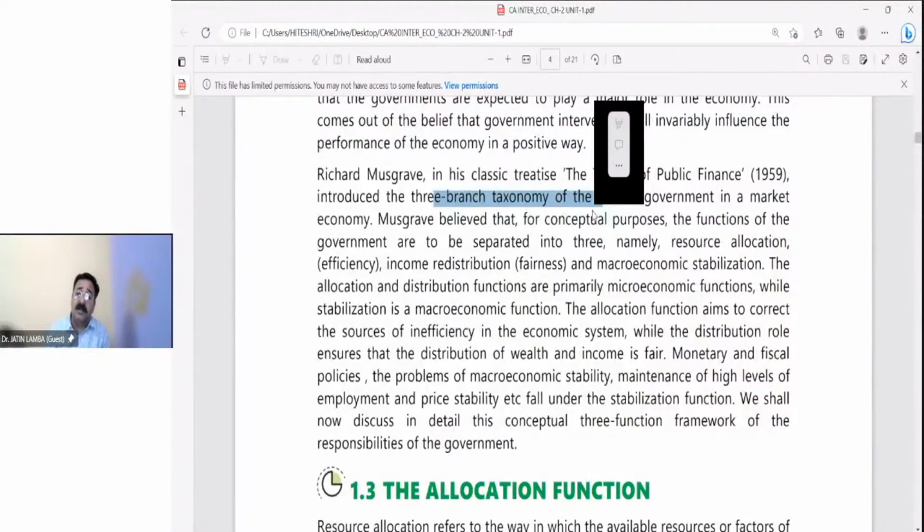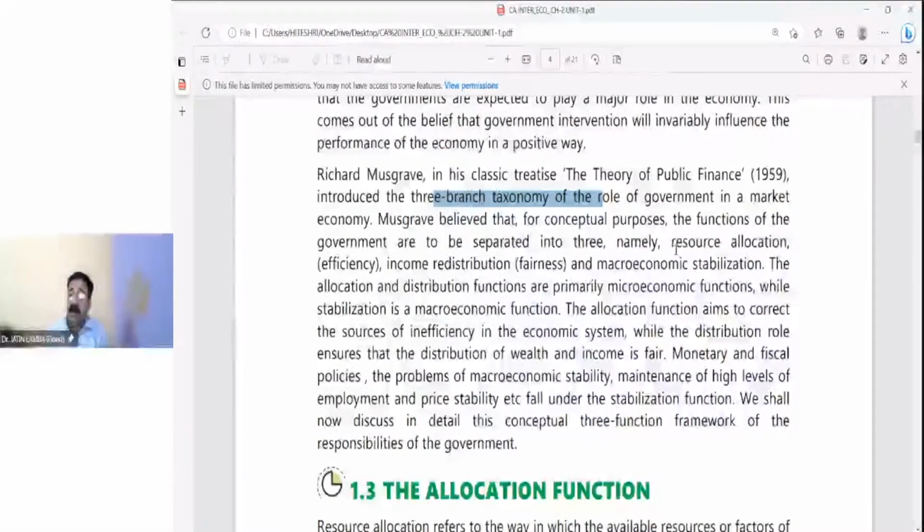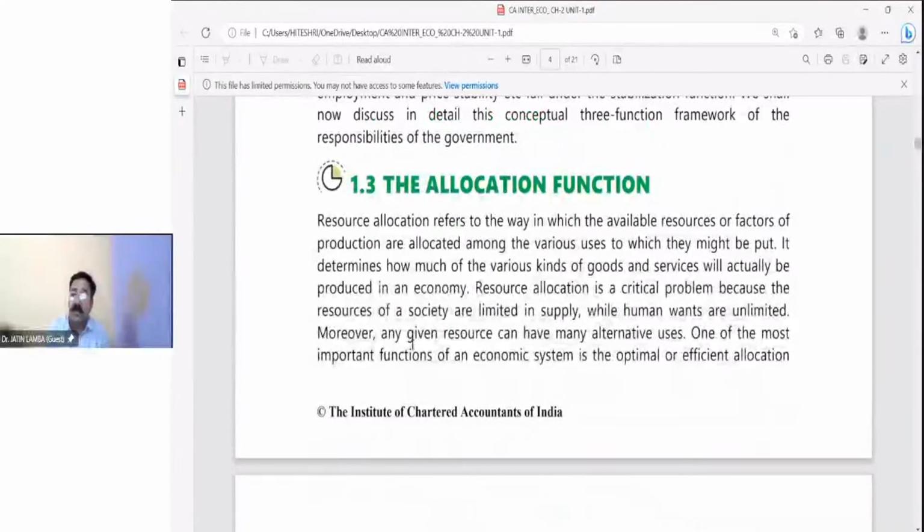So the three branches taxonomy, and what is the meaning of taxonomy here? These three main roles of the government, mentioned by Richard Musgrave. And which three are those that we saw above? Resource allocation, income redistribution, and macroeconomic stabilization, right? So these three functions we have to discuss here.